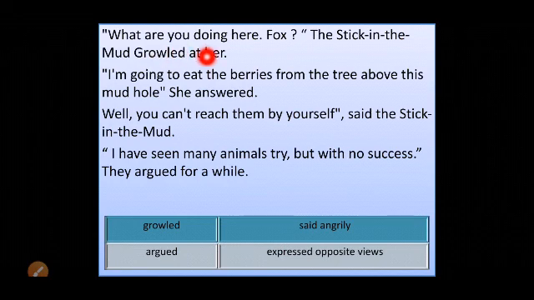What are you doing here, fox? The stick in the mud growled at her. What does growled mean? Growled means to say something angrily, okay? So the stick angrily asked her, what are you doing here? I am going to eat the berries from the tree above this mud hole, she answered. So what was she doing there? She was there to eat the berries, okay?